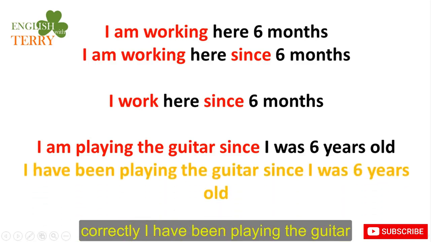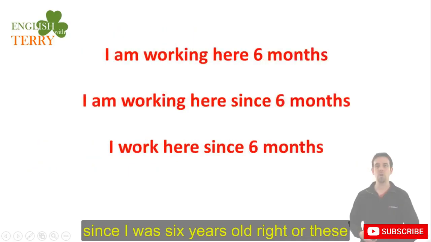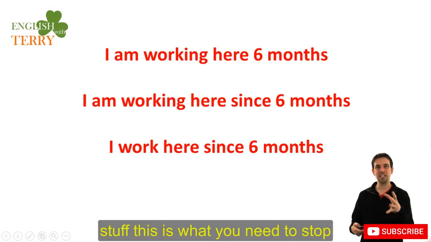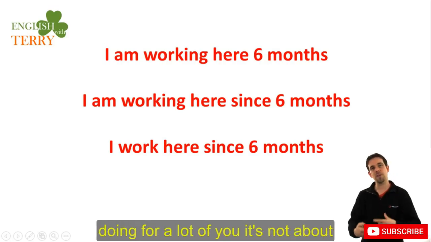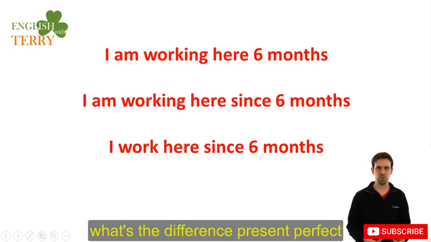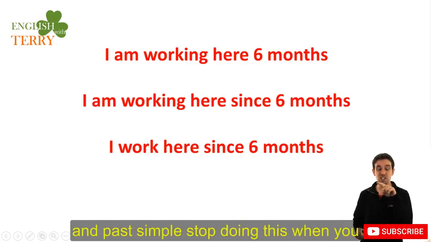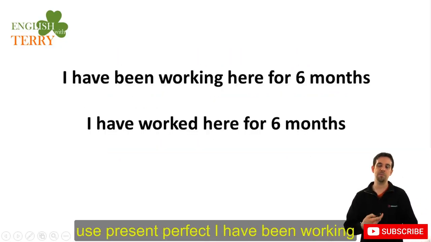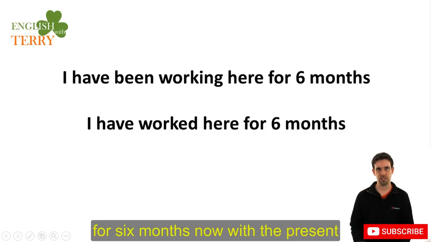I have been playing the guitar since I was 6 years old, right? Or these are all the other mistakes here. I've been working here since 6 months and stuff. This is what you need to stop doing. For a lot of you, it's not about the difference between present perfect and past simple. Stop doing this. When you want to show how much time has passed, use present perfect. I have been working here for 6 months. I have worked here for 6 months.